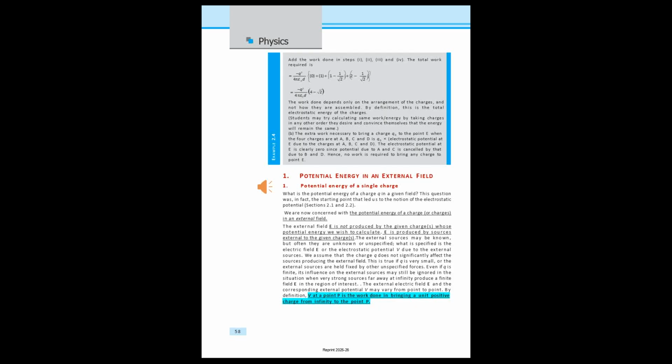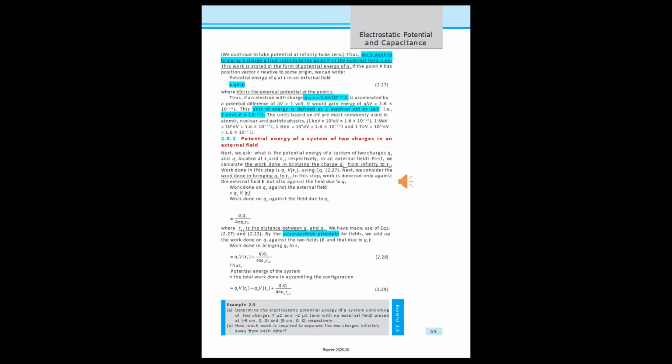By definition, V at a point P is the work done in bringing a unit positive charge from infinity to the point P. We continue to take potential at infinity to be 0. Thus, work done in bringing a charge Q from infinity to the point P in the external field is QV. This work is stored in the form of potential energy of Q. If the point P has position vector R related to some origin, we can write potential energy of Q at R in an external field is equal to Q times V(R), where V(R) is the external potential at the point R.